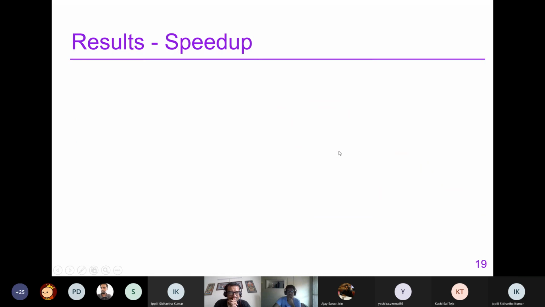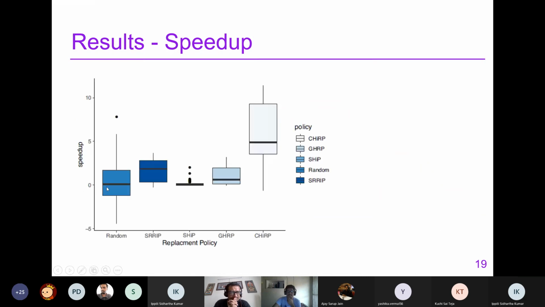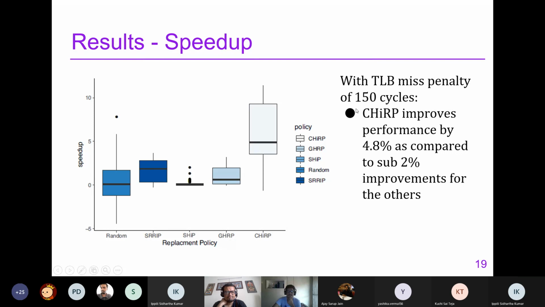Sure. The next result is for speedup. The baseline here is LRU. We can see that random is barely doing better than LRU, and sometimes it's not doing as well. SRRIP is much better than the other predictive replacement policies like GHRP and SHiP, but the best here is CHIRP. The TLB miss penalty assumed here is 150 cycles, and CHIRP improves performance by 4.8%. The speedup increases with the TLB penalty, as expected. Obviously.